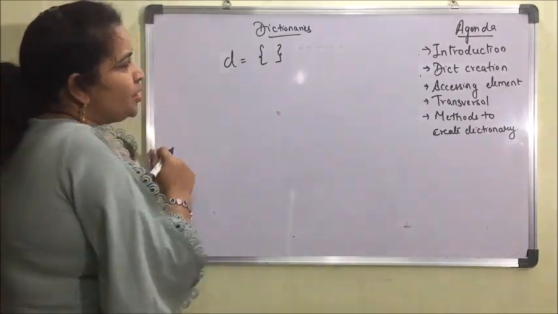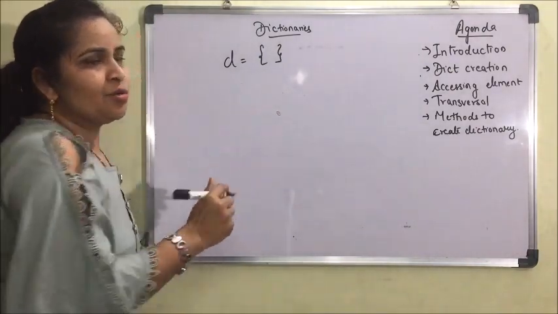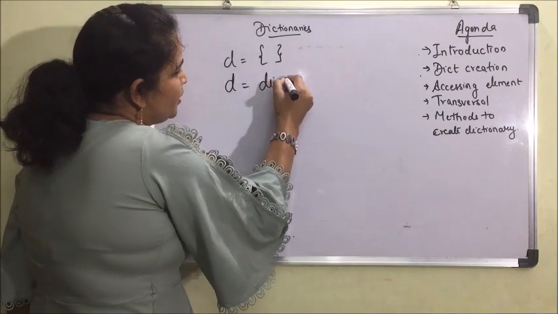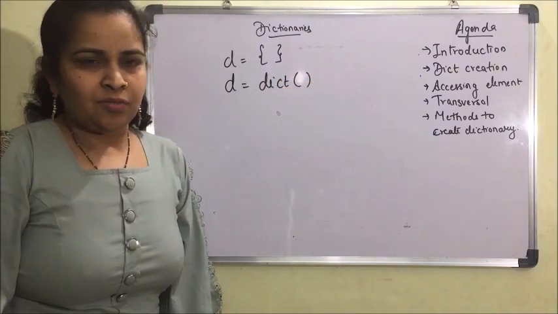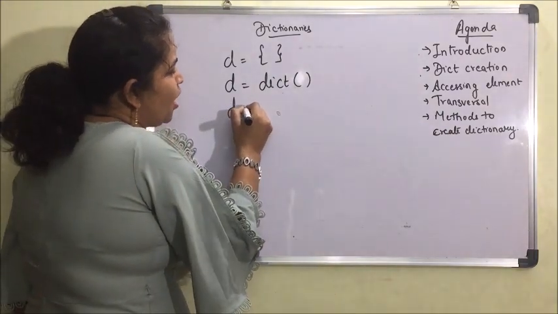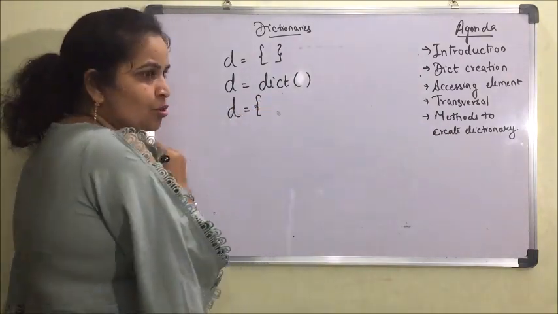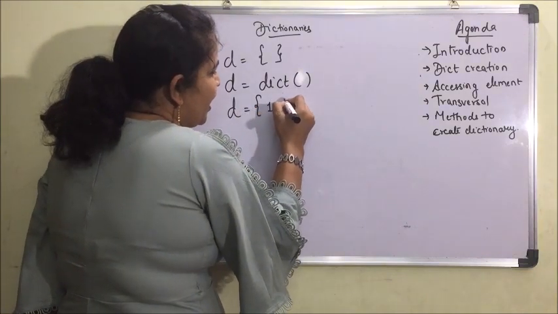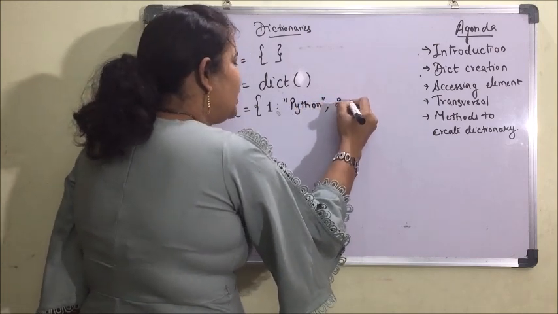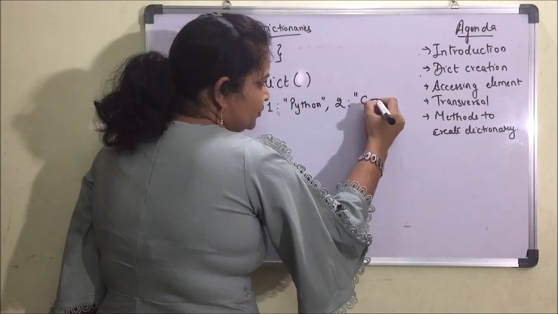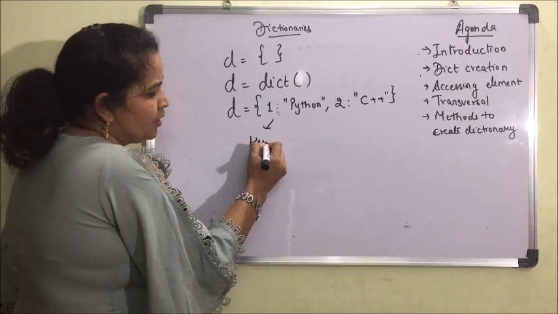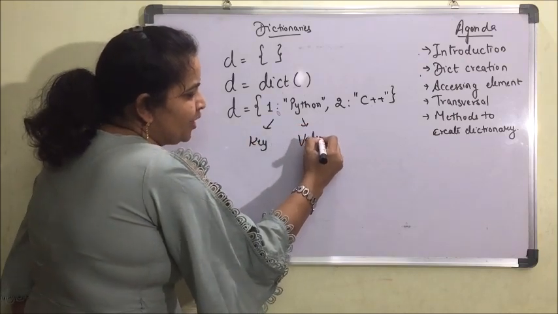To define an empty dictionary, we can write D is equal to empty curly braces. Another way is dict. DICT is a function that will define an empty dictionary, or we can initialize it. Now, what kind of data will a dictionary store? It will store a key and a value. In this way, this is a key and this is a value.